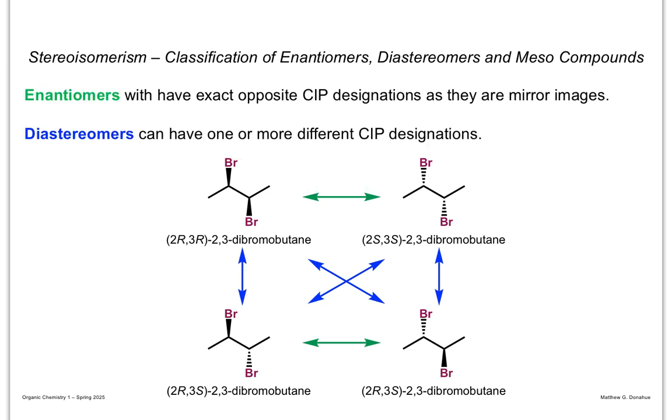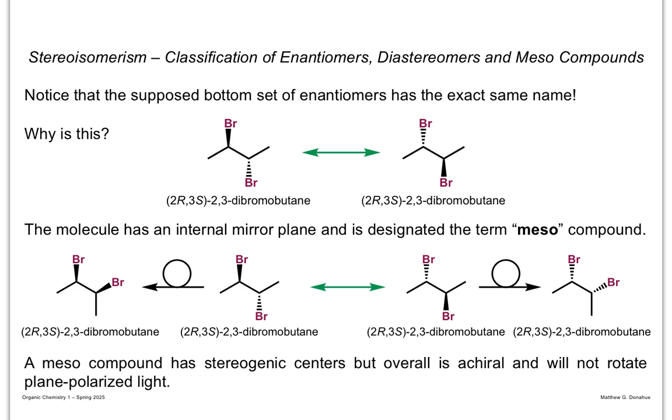Enantiomers have exact opposite CIP designations because they're mirror images. Diastereomers have one or more different CIP designations in the name. So what's happening?